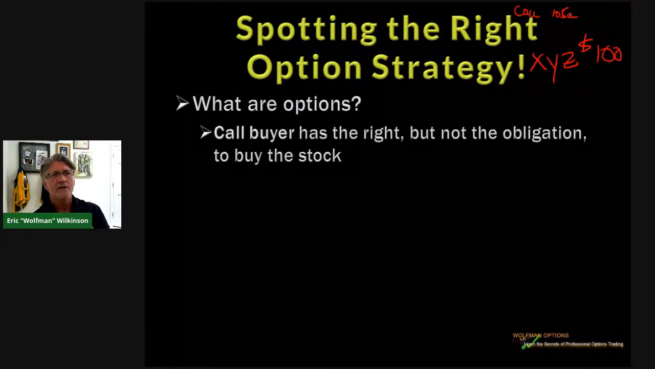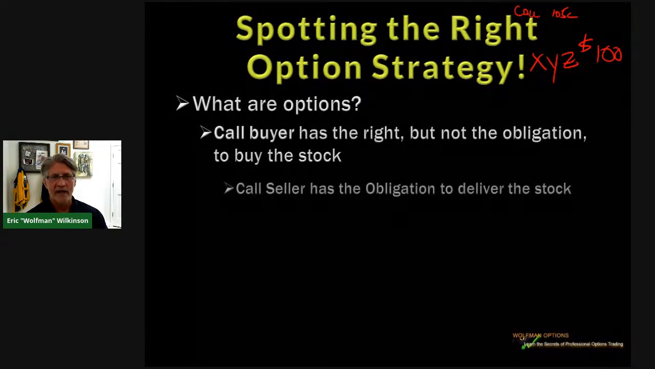On the flip side, that call seller, he's losing money above 105. Dollar for dollar, basically, over time, he's going to be losing on that. He has to deliver the stock at the price of 105 to the buyer. So even if it's trading 200, I have to give it to them at the price of 105.